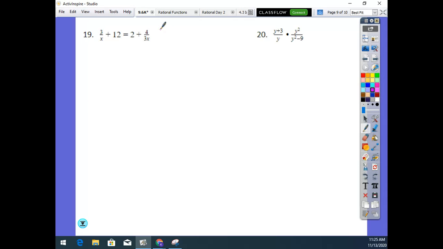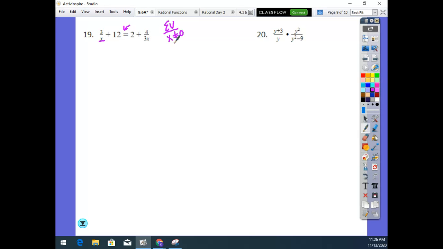So this one, we're solving because there's an equal sign. So I start with my excluded values. I cannot have 0, because if I replace x with 0, I get 0 here. And if x is 0, 3 times 0 is also 0. So 0 is my only excluded value.